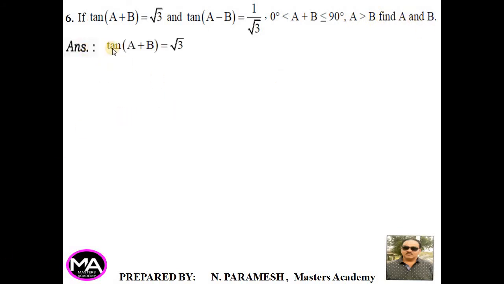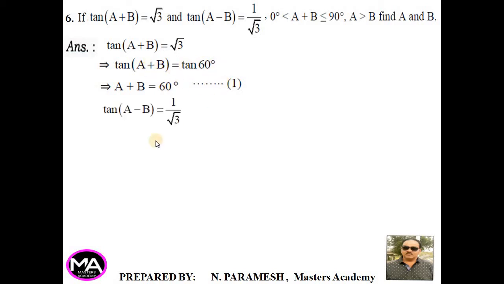Solution. Tan of A + B is equal to root 3, which is nothing but tan 60 degree. Tan and tan get reduced on both sides. A + B is equal to 60 degree. Call this equation 1. Second part, tan of A - B is equal to 1 by root 3, which is tan 30 degree. Tan and tan get reduced on both sides. A - B is equal to 30 degree. Call this equation 2.